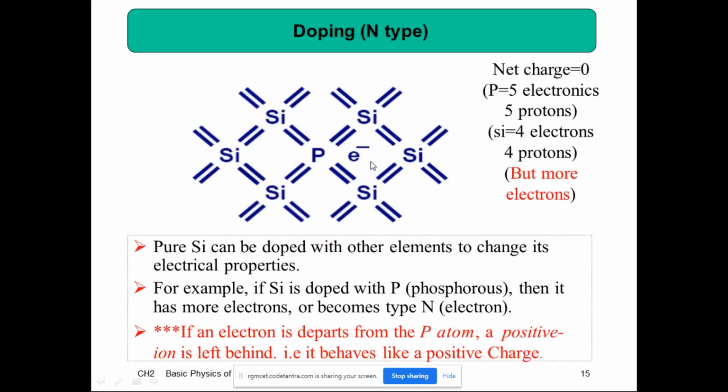An important thing here is, in this case, whenever an electron comes out from this crystal, there are no charge carriers in this place. This crystal acts like immobile carriers. There are no mobile carriers. All covalent bonds are strong covalent bonds. So it behaves like a positive ion.